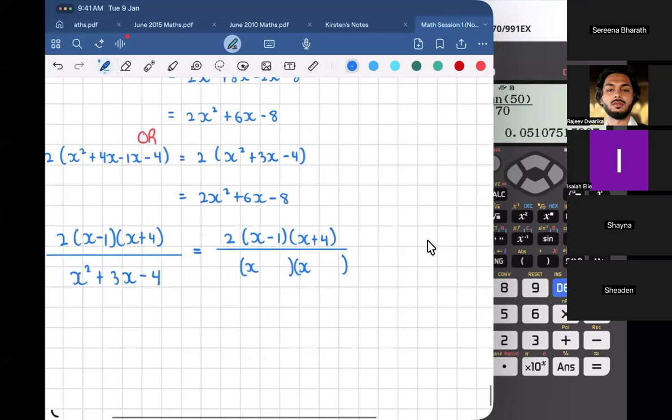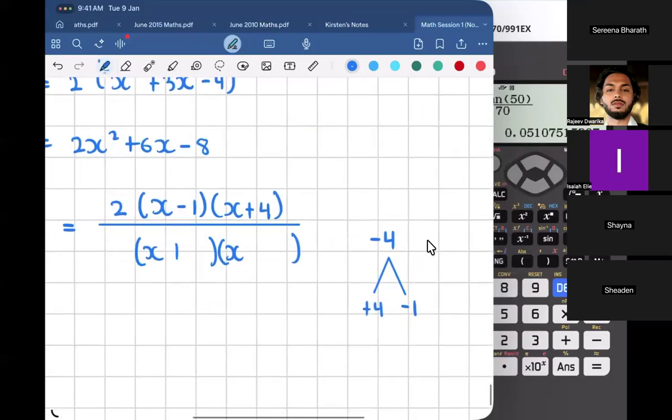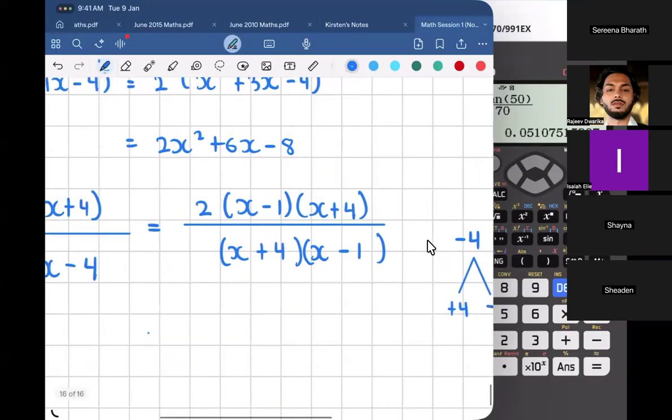So how could I multiply to get minus 4, but add to get plus 3? Positive 4 and minus 1. Right. So x plus 4 and x minus 1. See anything that could cancel off? Yes, sir. The x plus 4 and the x minus 1.